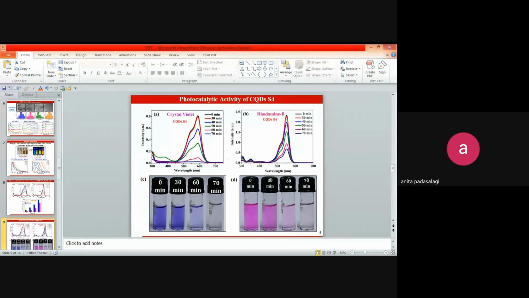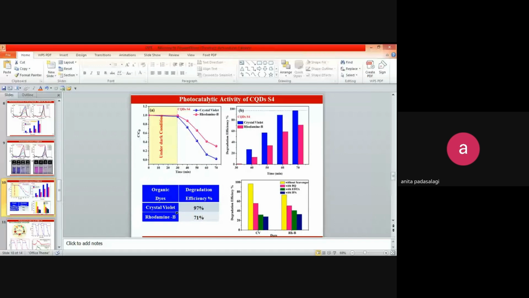These are the optical images of the solution at 0 minutes and 70 minutes for crystal violet, and at 0 minutes and 70 minutes for rhodamine B. From these images, you can clearly observe that the carbon quantum dot S4 can degrade crystal violet and rhodamine B with efficiencies of 97% and 71% respectively.